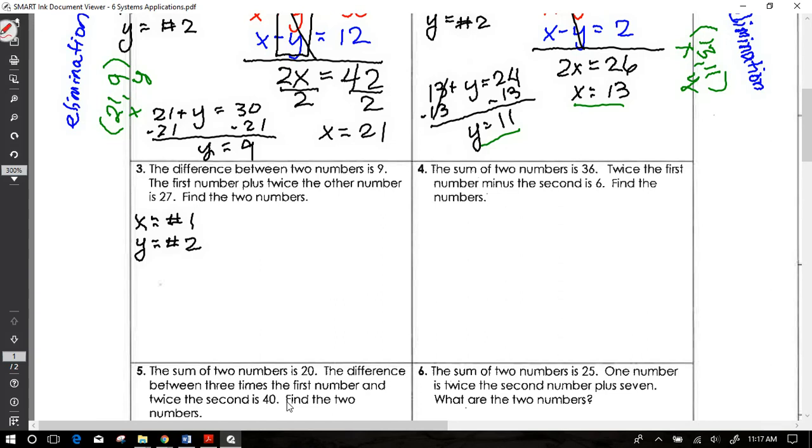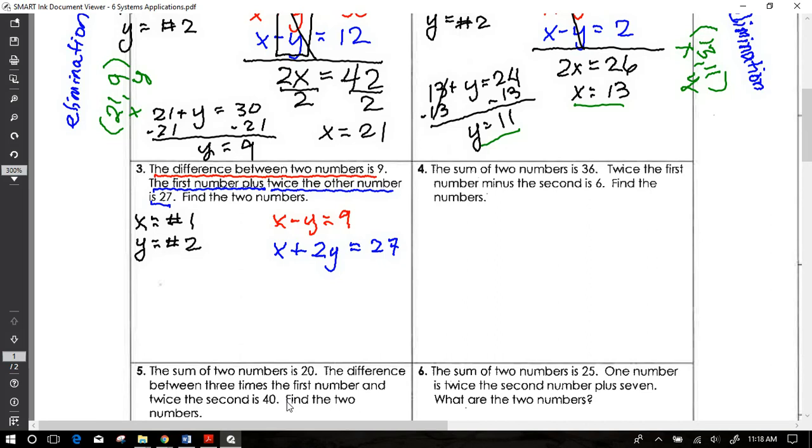Okay, so the difference between these two numbers is 9. So x minus y equals 9. Then the first number plus, so x plus twice the other number, that means 2 times the other number, is 27, so equals 27. So for this one, we can use elimination because they are already set up and lined up, or we could also use the substitution method.